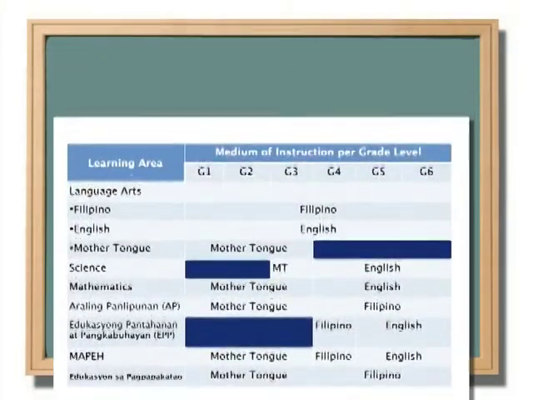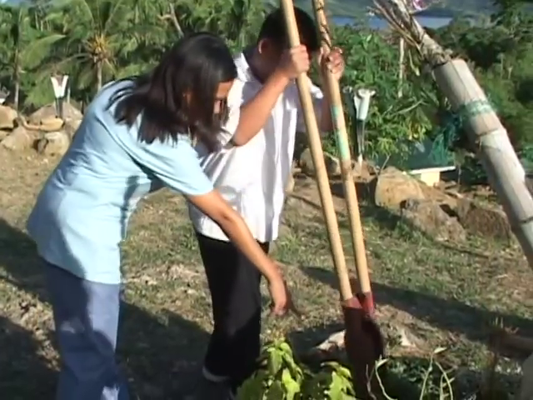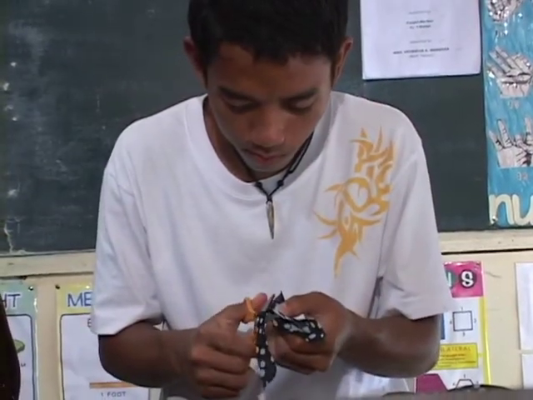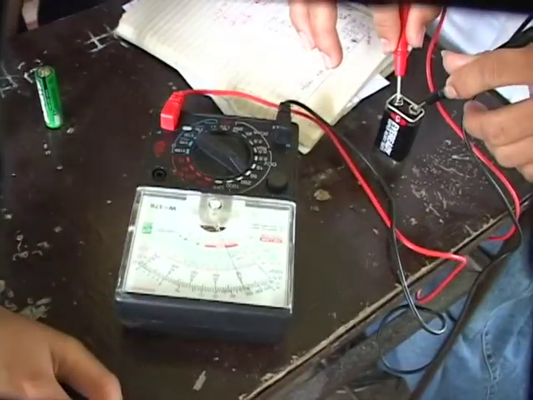Edukasyong pantahanan at pangkabuhayan develops knowledge, skills, values, and attitude in agriculture, entrepreneurship, information communication technology, home economics, and industrial arts that can help improve self, family, and community life, considering sustainable development.